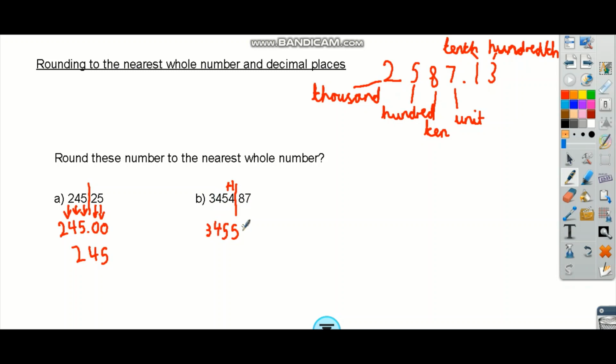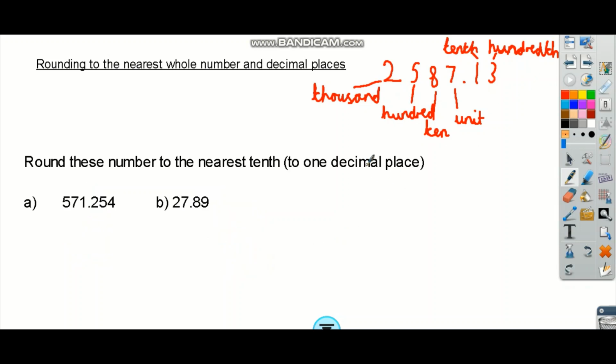But we turn these two into 0 and put a decimal point. And remember, never write the 0, so the answer is 3,455. Now on to more example questions.